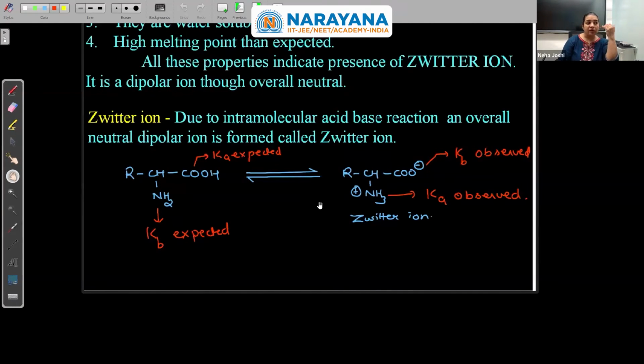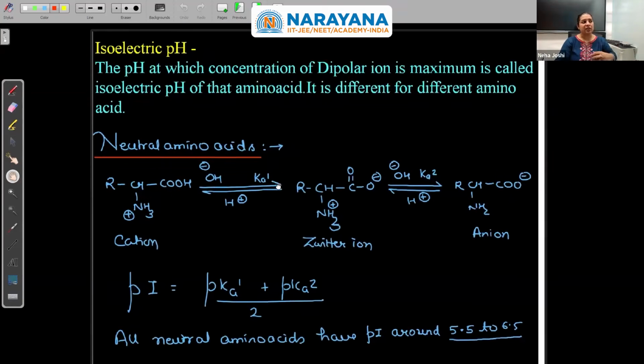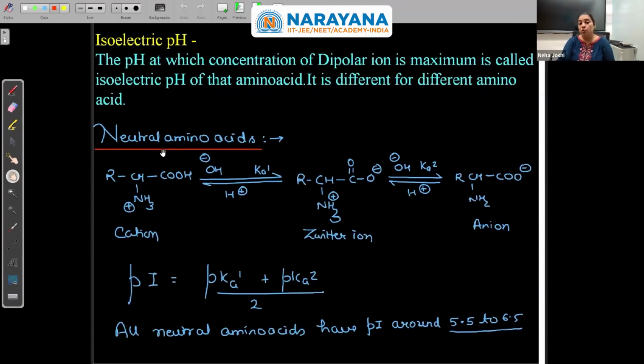Are you getting my point? So entirely different thing. I was expecting K of carboxylic acid, I am getting K of conjugate acid of NH2. I was expecting Kb from NH2, I am getting Kb of conjugate base of COOH. So which is very, very different. And therefore, we got a hint that the things are not what we are seeing, that okay, just COOH-NH2 is not it, something else is there. And there we come to something called zwitter ion and then isoelectric pH.